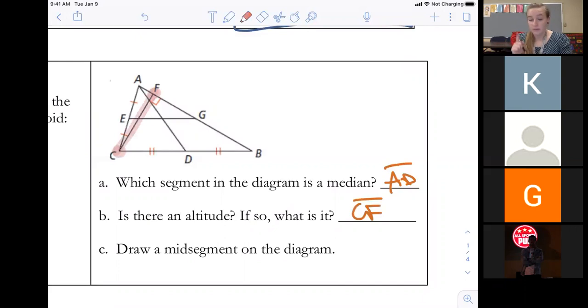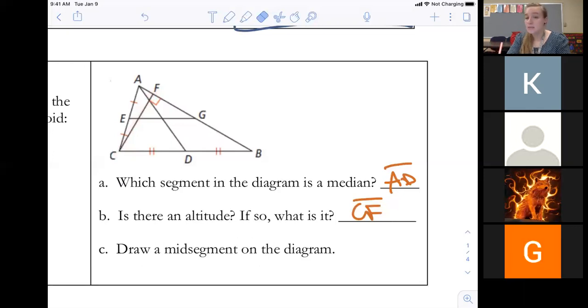We're gonna use that on the very next slide. So that is great that we're previewing that. My last question is draw a midsegment in the diagram. What makes a midsegment special? Like what are the two things in a midsegment? What are the two endpoints of a midsegment? Midpoints? Midpoints, very good, Ella. And then what are my midpoints here? E and D. Very good.